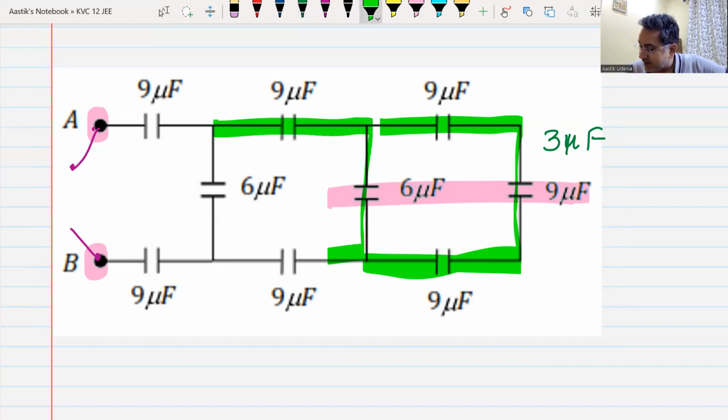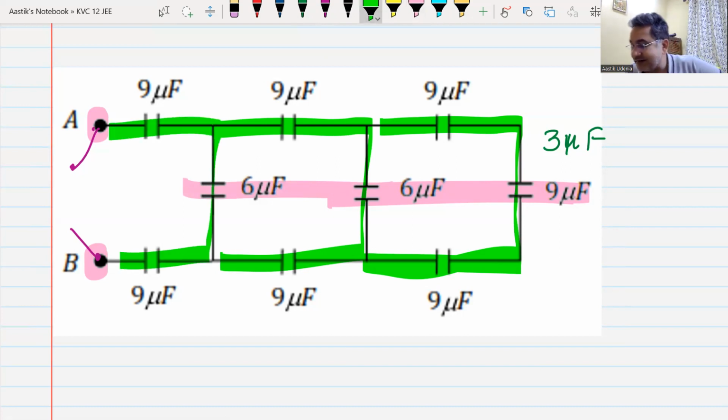9 and 9 and 9 in series becomes 3 again. Then this 3 and 6 again come in parallel, 9. Again 9. Series, parallel, series, parallel. Then this 9, this 9, this 9 are in series, 3. Series, parallel, series, parallel, series, parallel, and so on. Do we understand this? Yes, sir.